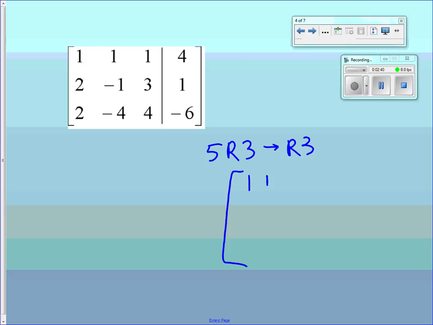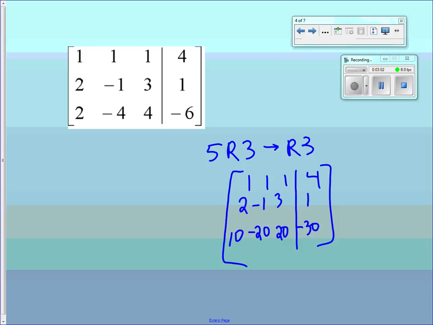So rows 1 and 2 don't change this time. And then in row 3, every single element in row 3 gets multiplied by 5. So it becomes 10, -20, +20, and -30. Remember to multiply every single element, including that last element. So there's the second operation, multiplication by scalar.